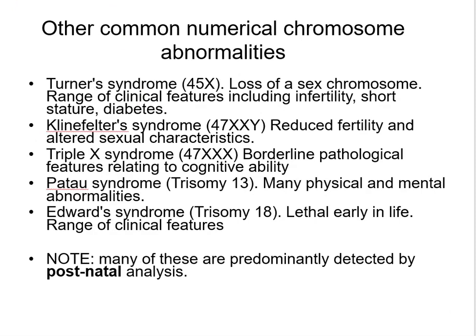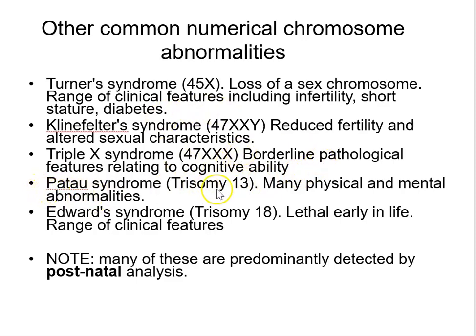Now, there are a whole range of other common numerical chromosome abnormalities. So Turner syndrome, which is loss of an X chromosome, features involving infertility and short stature, particularly in Turner syndrome. Klinefelter syndrome, so 47 XXY, often reduced fertility, altered sexual characteristics. We've got triple X syndrome, borderline whether there's pathological features with this particular one.